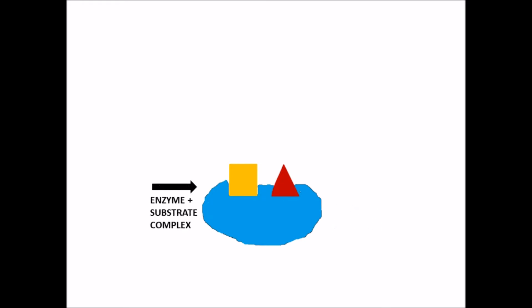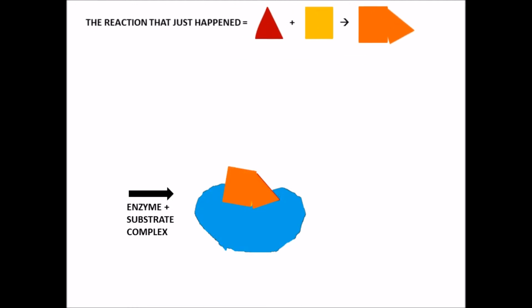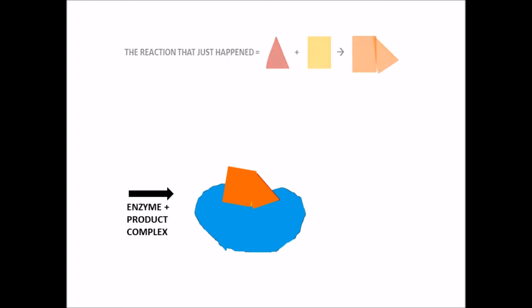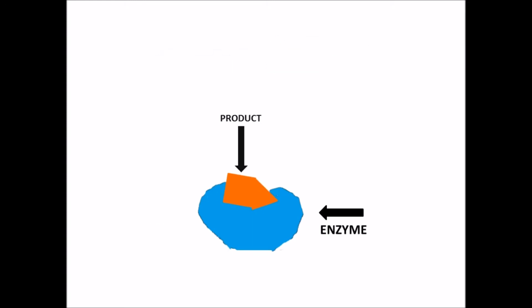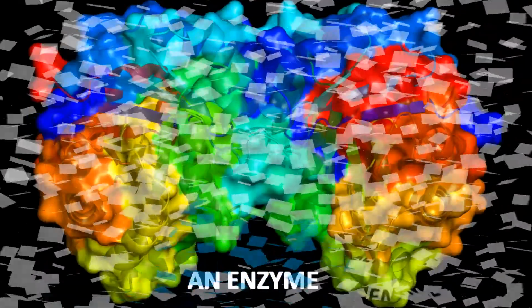In the enzyme plus substrate complex, the enzyme brings the two substrates together to make the reaction happen faster. In this reaction, the triangle and the square reacted together to make the orange product, so now we have an enzyme plus product complex. The enzyme then releases the product and changes back to its original shape. Now the enzyme can keep taking in more substrates to make more products, since the really cool thing about an enzyme is that it's not used up or changed in a reaction.